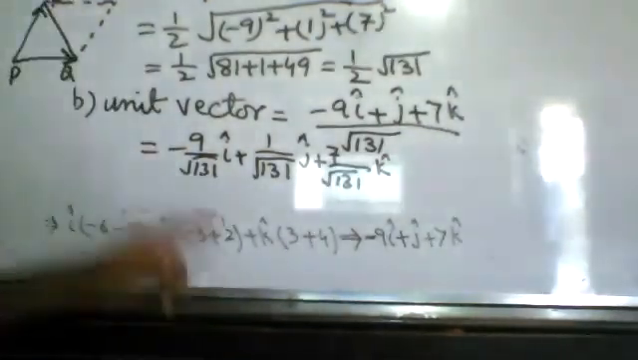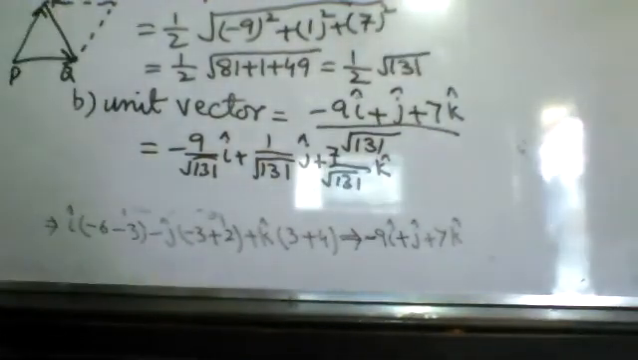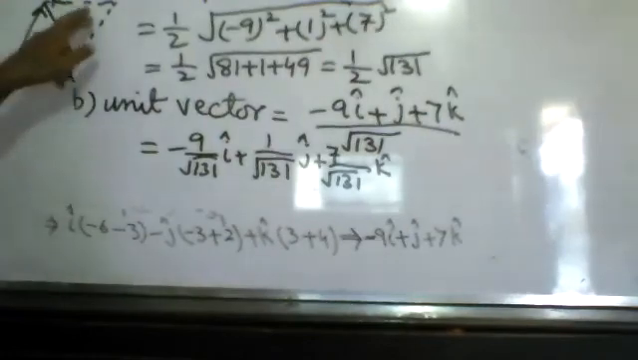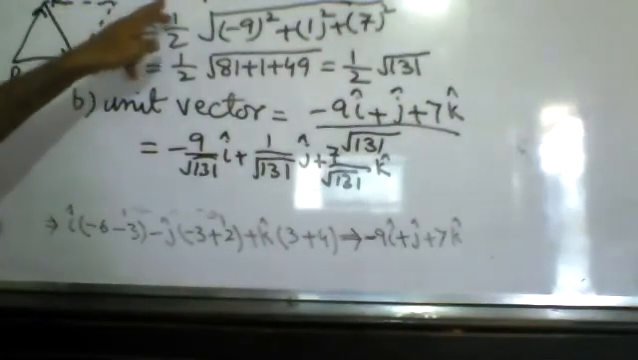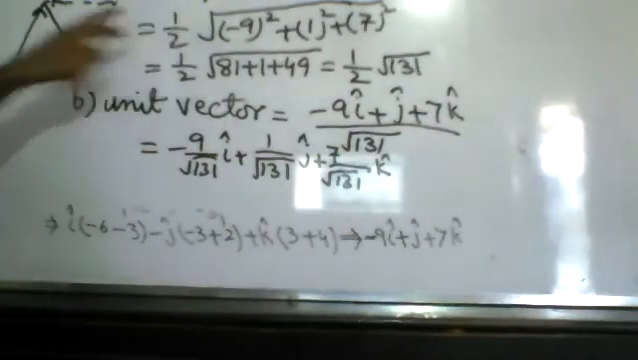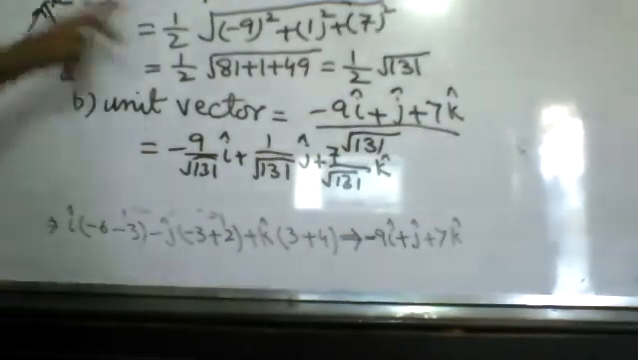So this is how to find the area of the triangle. If it is a rectangle, there is no need to write the half. This full will be the area.